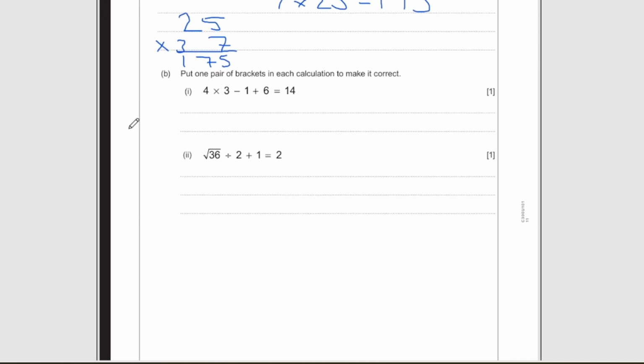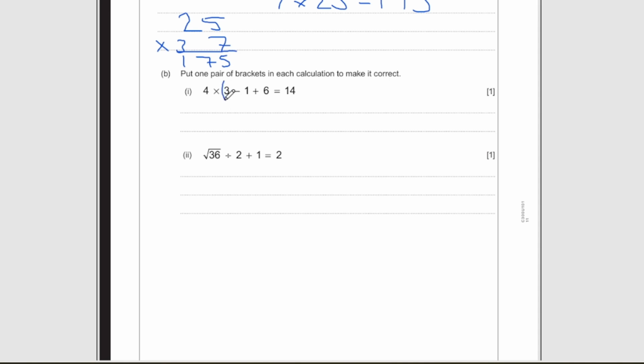The next section says, put one pair of brackets in between each calculation to make it correct. So without brackets, we would do the multiplication first. So 4 times 3 is 12. 12 take away 1 is 11. Plus 6 is 17. It doesn't work. If we put the brackets in somewhere, we will get an answer. So I want to put the brackets here. Let's see if this works. I know it doesn't, but let's see what we would. If we put the brackets here, we do the brackets first. So 4 times 12 take away 7. No, that doesn't work. So we can't put them there.